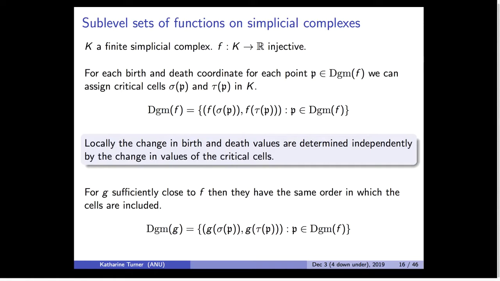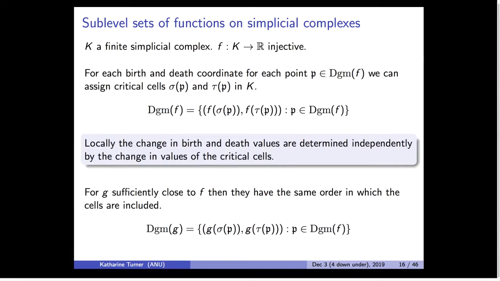Now, if I wibble F a bit, if I change F just slightly, the order in which the cells appear is going to be the same, and so which things are critical is going to be the same. I'm going to have the same kind of behavior; it's just the exact times that are shifting. So I could take the diagram for F and say every point is the function value of a critical simplex, and instead of that function being F, it's now G, where G is something close to F.